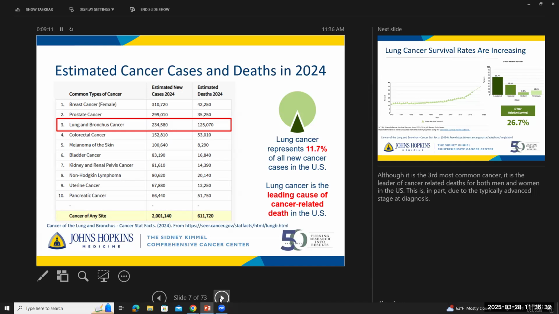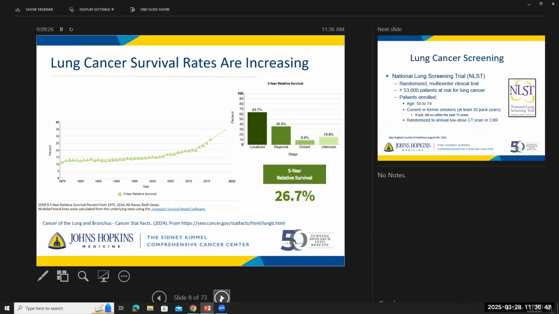And these top 10 have stayed pretty stagnant over the last several decades. So as far as incidence goes, these change slightly from year to year, but the order and the cancer states that you see here have stayed the same. The good news is that although there are still a lot of deaths from this disease, survival rates are increasing.